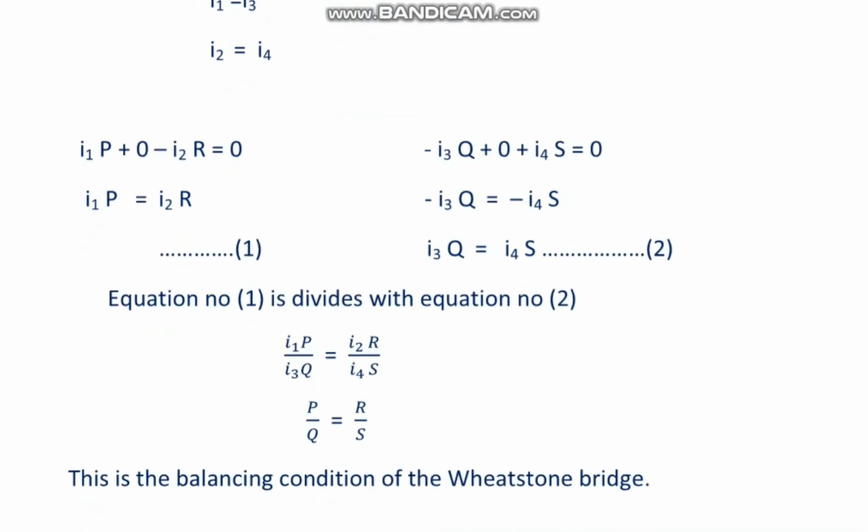So we can substitute these values in the above equations. We can write I1P plus 0 minus I2R is equal to 0, so I1P is equal to I2R. This is equation number 1. Next, minus I3Q plus 0 plus I4S is equal to 0. Minus I3Q is equal to minus I4S, so the minus signs cancel. We can write I3Q is equal to I4S. This is equation number 2.